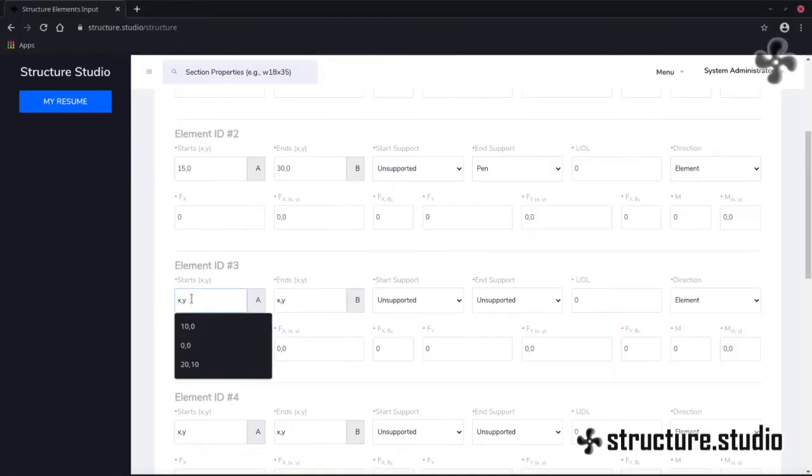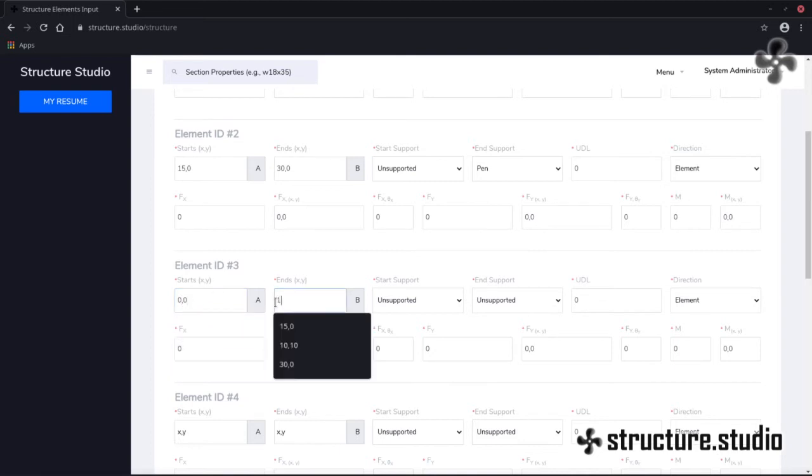Element number 3 starts at 0, 0 and ends at 10, 10. It has no support, no load, because we can technically use this one as support and not use that one. But since we already used the support, we don't have to use a support here. Okay.